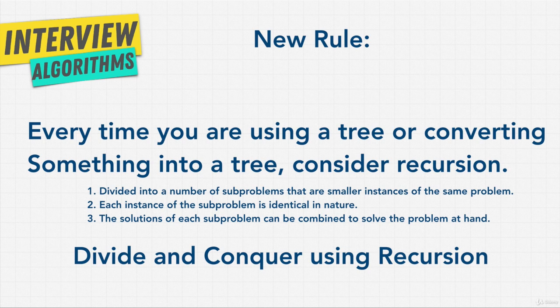Another factor is that each of these instances of subproblem is identical in nature. That is, the calculations that we need to do are pretty much the same. They may be smaller values, but the actual calculations underneath it is all the same over and over and over. And then finally, the third point is that if you solve the smaller problems, the leaf nodes of that tree, and you combine them, that solves the problem at hand, then that is a recursive solution that you can use. And you'll see a lot of divide and conquer using recursion.